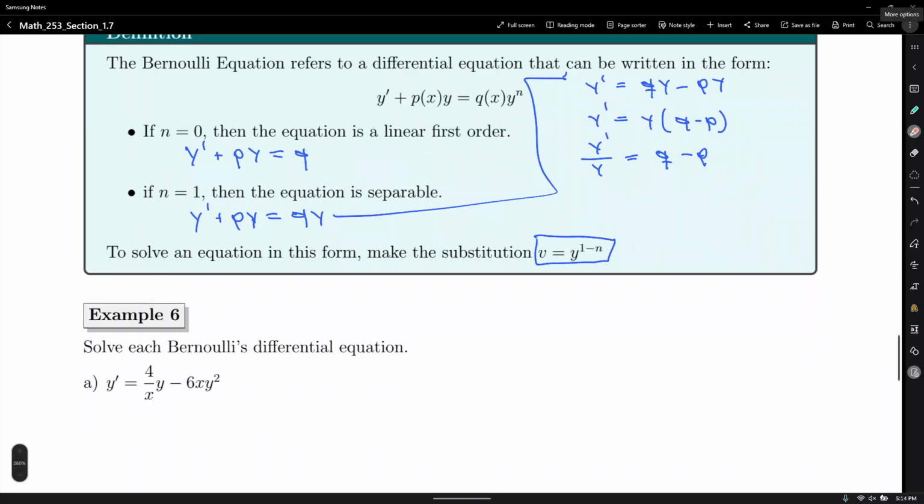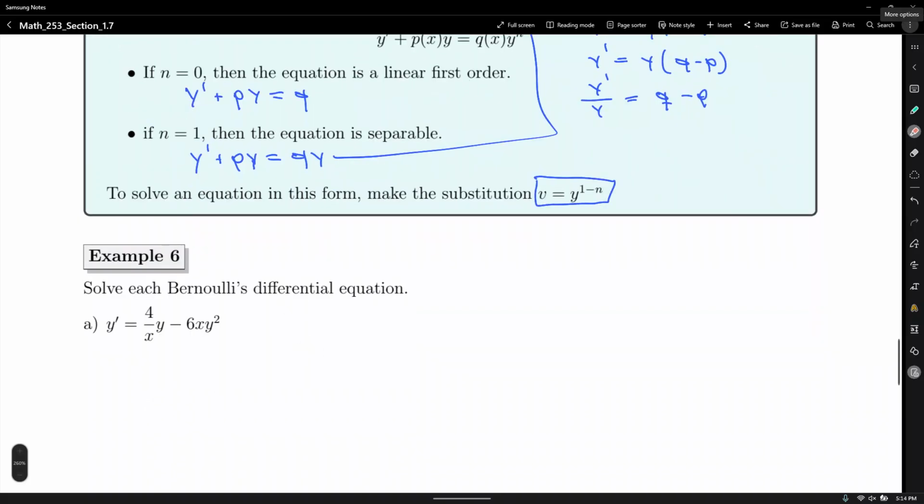Okay, so let's have a look at the first example. Solve this Bernoulli differential equation: y prime equals 4 over x, y.